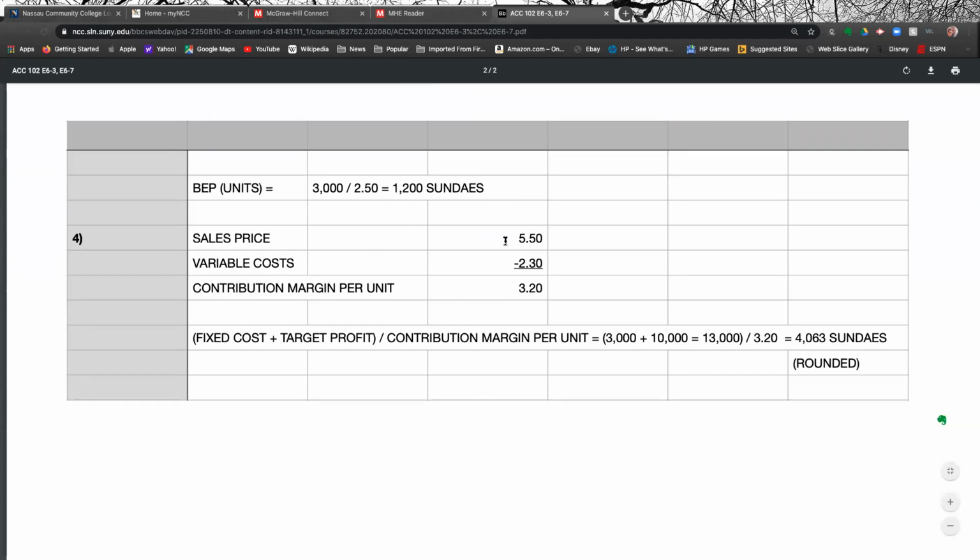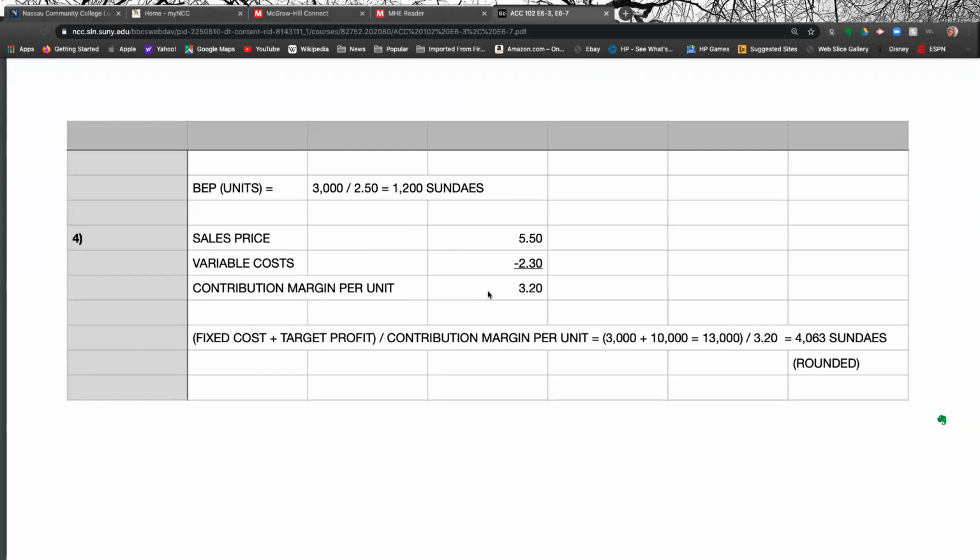So the sales price is now $5.50. The variable costs are $2.30. The contribution margin is $3.20. And target profit, I take the fixed cost and I add the profit and divide it by the contribution margin. Fixed cost is 3. Target profit is 10. Total 13. 13,000 divided by contribution margin of 3.20 comes out to 4,063 sundaes. And that number is also rounded. 4,063 sundaes. So that's it for chapter 6.